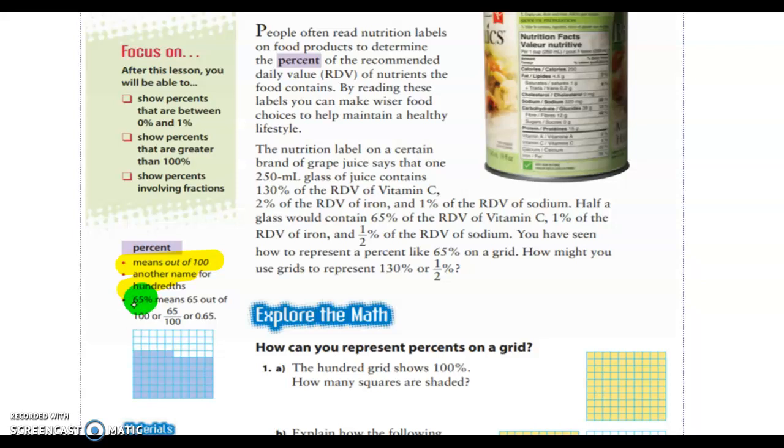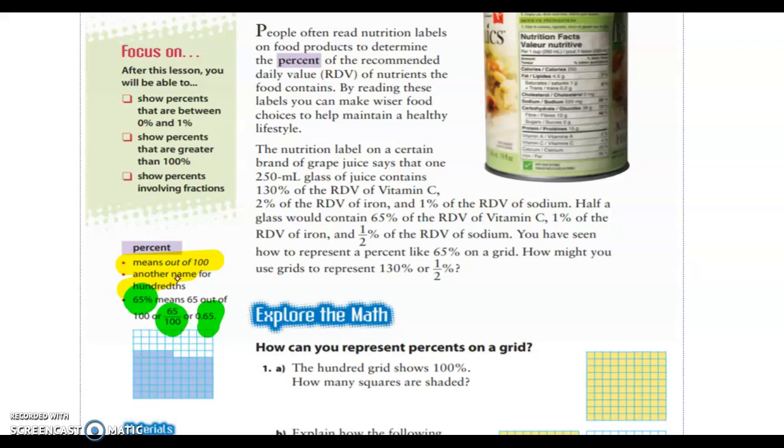65% here means 65 out of, we can write it like this as a fraction, 65 out of 100. When you do that division, you could type it into your calculator, or you could remember that when we divide by 100, we move the decimal over 2 spots to the left. So we get 0.65. These are all equal. 65% is equal to 65 over 100, which is equal to 0.65.